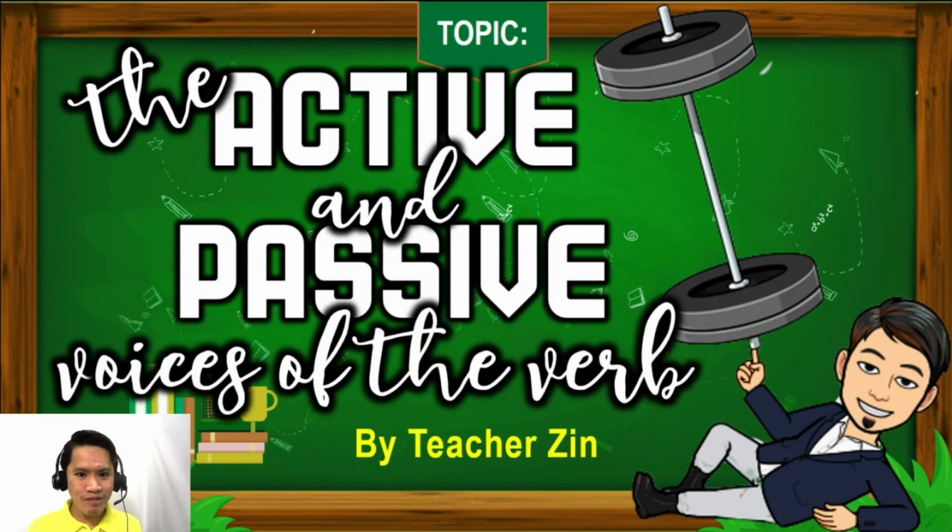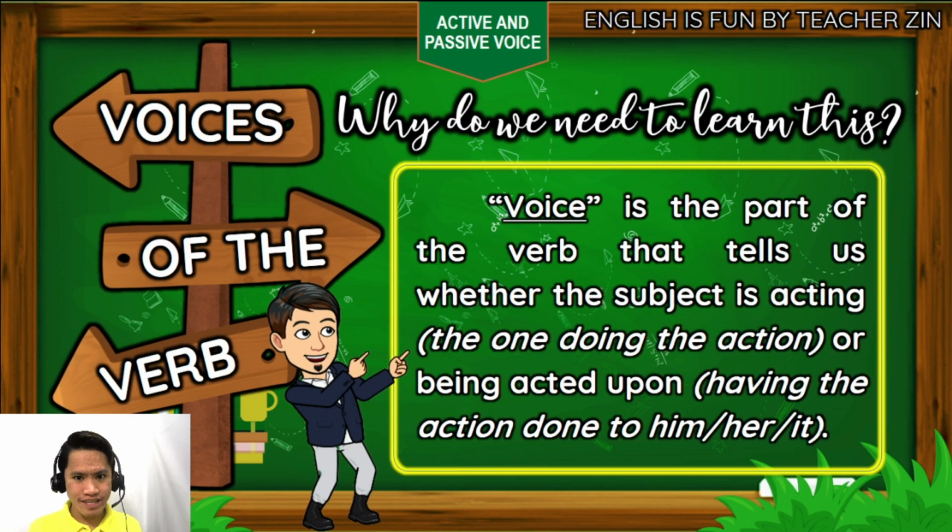So again, for today, we will be learning the active and passive voices of the verb the easiest way possible. But before that, why do we need to learn the voices of the verb? Actually, the voice is the part of the verb that tells us whether the subject is acting. When we say the subject is acting, this means that the subject is the one who is doing the action. On the other hand, it can also be the subject being acted upon. What do I mean by this? This means that the action is being done to the subject.